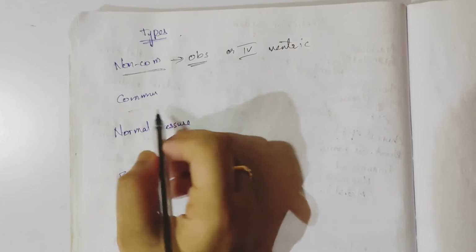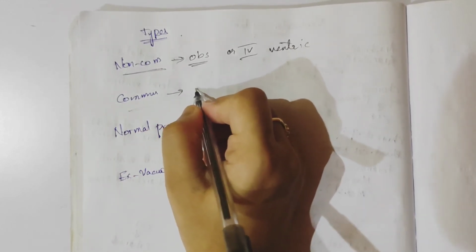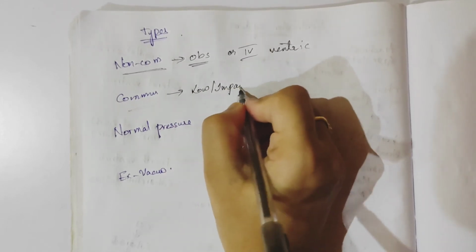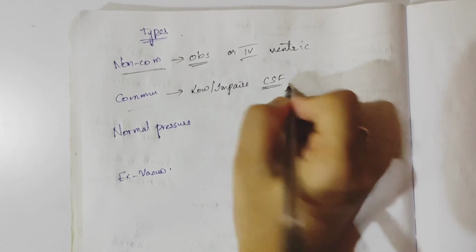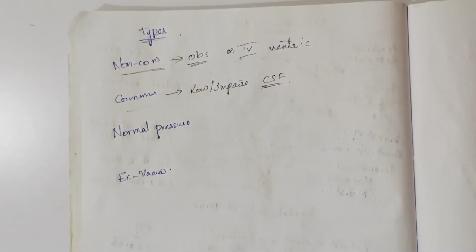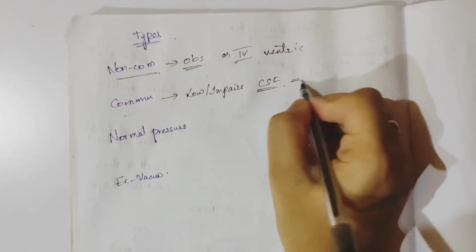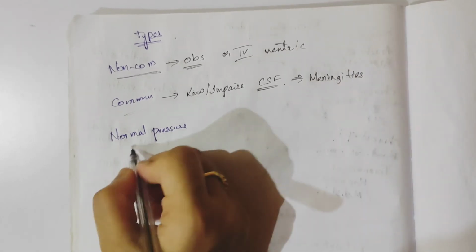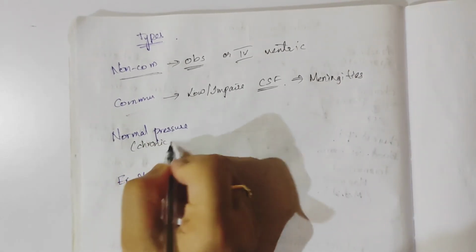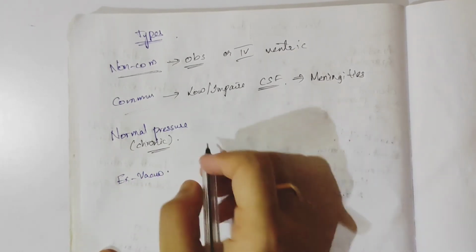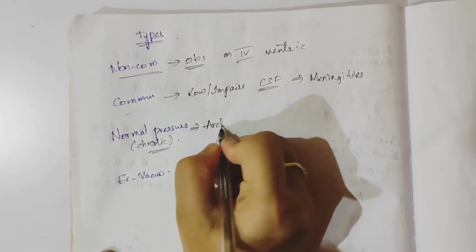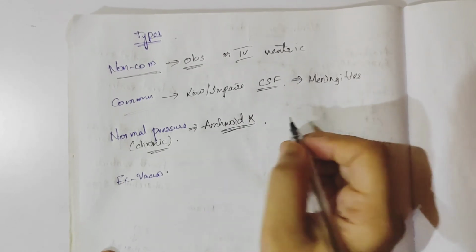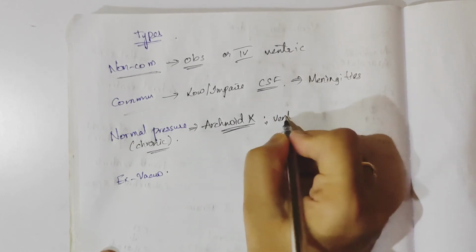In the communicating type, we can see a lack of, or low or impaired, CSF reabsorption in the arachnoid granulations. This may lead to meningitis. Also normal pressure hydrocephalus, which is a chronic form, is where CSF is not absorbed by the arachnoid granulations, but we see normal pressure because the dilated ventricles balance that pressure.